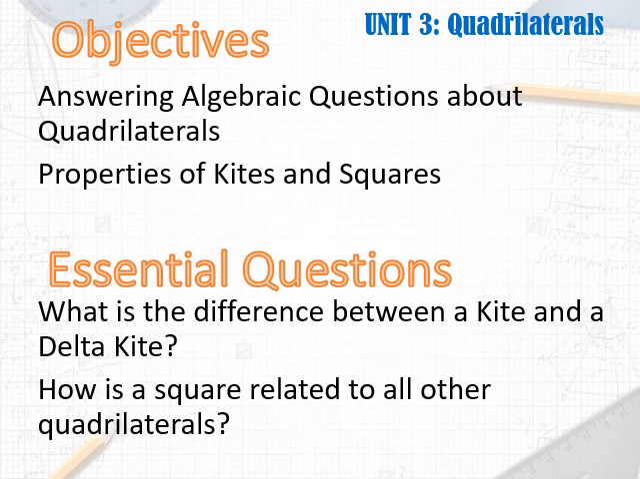So essential questions for today. What is the difference between a kite and a delta kite? So there are two different types of kites. What's the difference between them? Something I want you to figure out by the end. And then how is a square related to all of the other quadrilaterals?